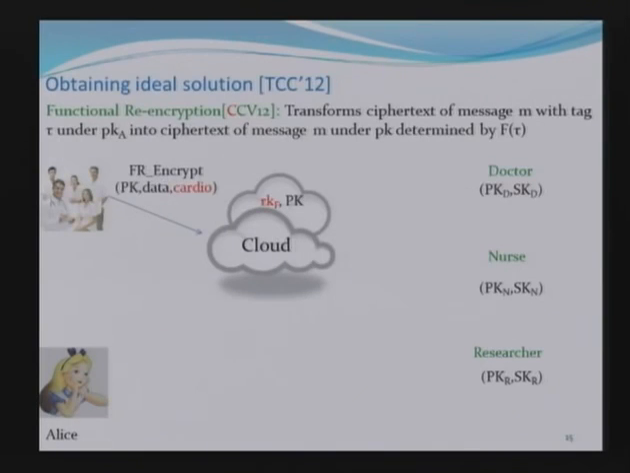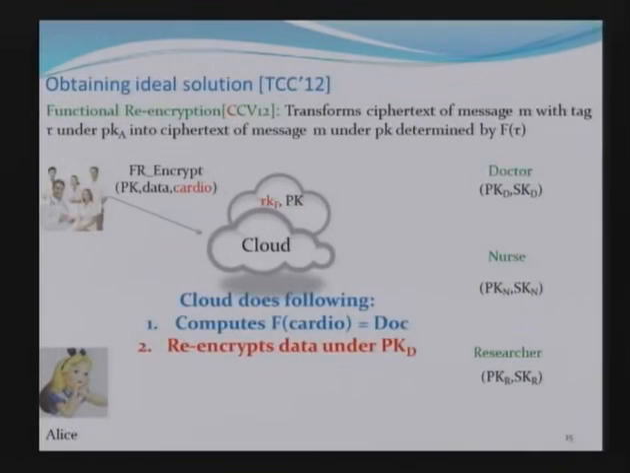Okay. Let's see an example. Suppose we were encrypting data with some tag cardio, right? And Alice wanted that only the doctor should be able to read this data and no one else. Okay? Then what will the cloud do? Somehow, in an oblivious manner, the cloud will compute f of cardio, which will result in doctor. And the cloud will re-encrypt this data under the doctor's public key. So what comes out is an encryption of the data under PKD, which is the doctor's public key. And so now only the doctor will be able to decrypt this data.